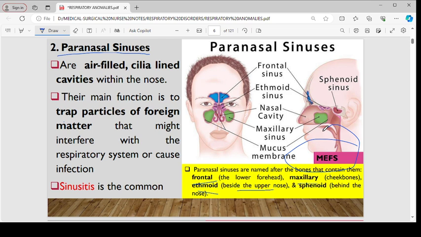These paranasal sinuses are air-filled, cilia-lined cavities within the nose. Their major function is to trap particles of foreign matter that might interfere with the respiratory system or cause an infection. The most common pathology associated with this anatomical area is sinusitis.